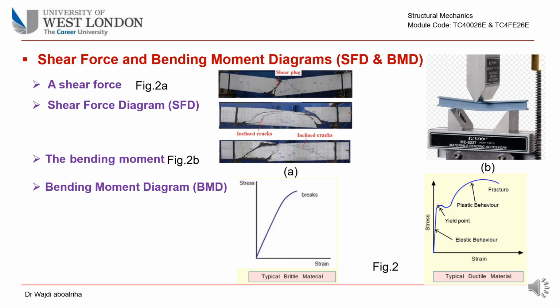Note that brittle materials do not give a warning before failure, as shown in the stress strain curve for concrete in figure 2a. Compare it to ductile materials which give a warning, as shown in the stress strain curve in figure 2b. The curve changes from the elastic zone to the plastic zone through a yield point.